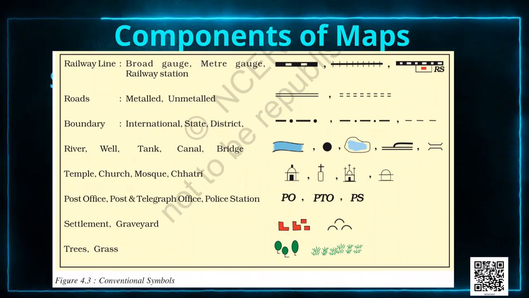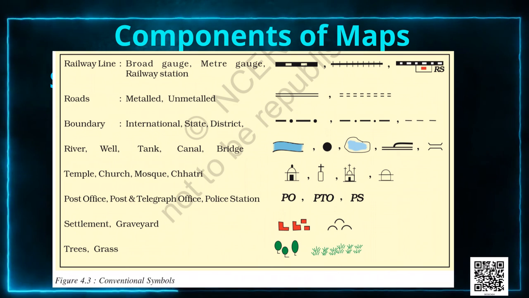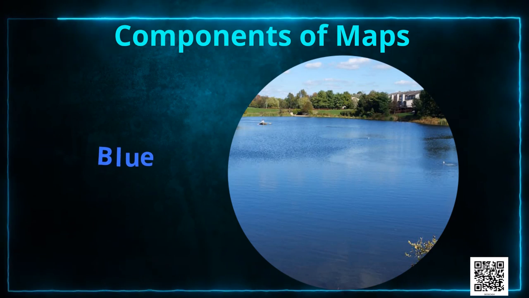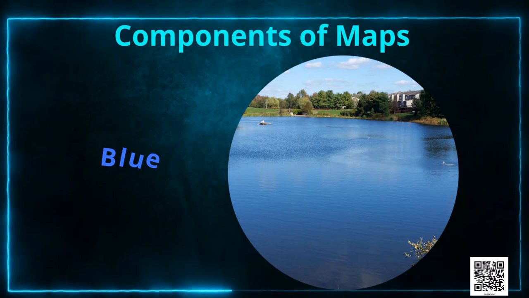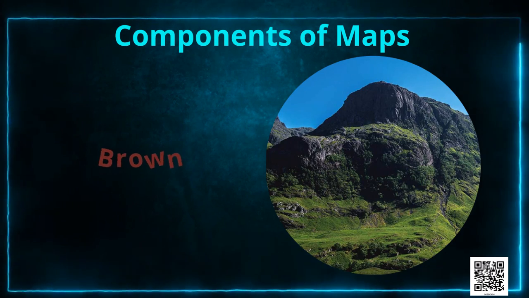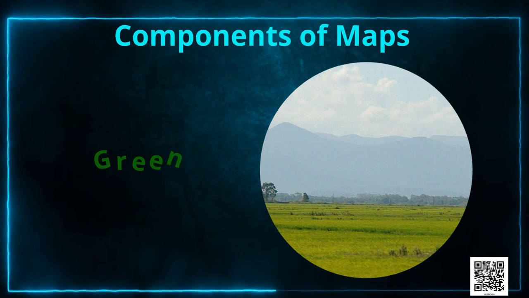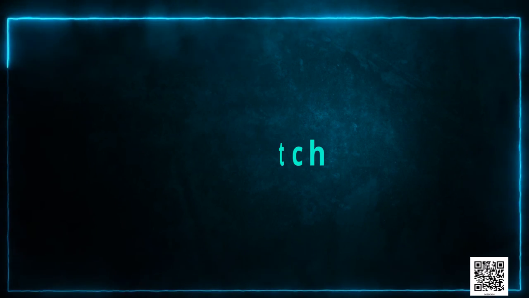Various colors are used for the same purpose. For example, generally blue is used for showing water bodies, brown for mountains, yellow for plateaus and green is used for plains. So students, our next subtopic is sketch.